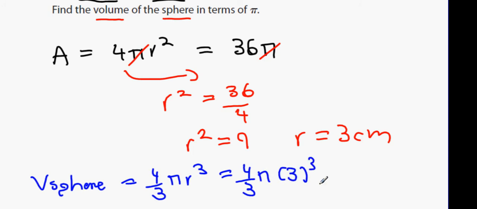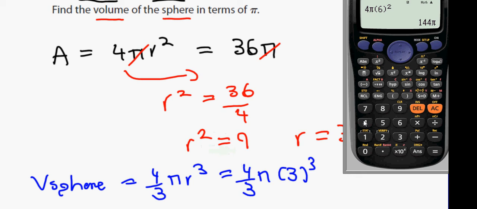by 3 cubed. Once again, you might enter this into your calculator. Should be the best way of doing it. And then we get 3 cubed. And what we get here is 36 pi.